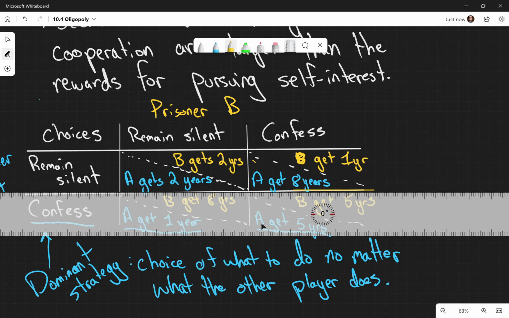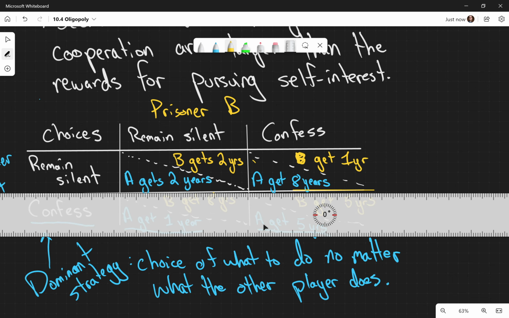So now we go down and we say, well, what if prisoner A has decided to remain silent? What if that's the choice? What if that's the discrete, possible, real-world outcome that we're going to be living in? I can confess and get 1 year, or I can remain silent and get 2 years. What am I going to want to do? Going to want to confess.